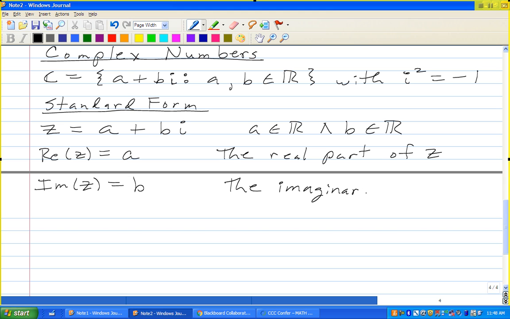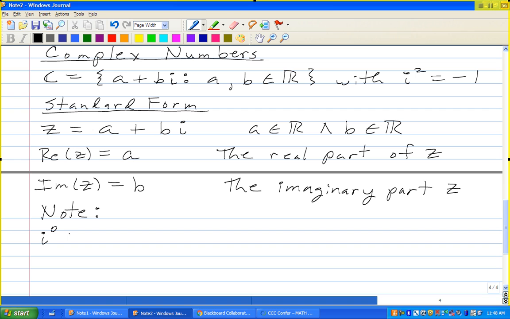And so the imaginary part of a complex number is a real number. We denote the real part by Re of the complex number. We denote the imaginary part of a complex number as Im of that complex number. Okay. Now, let us note the following pattern.